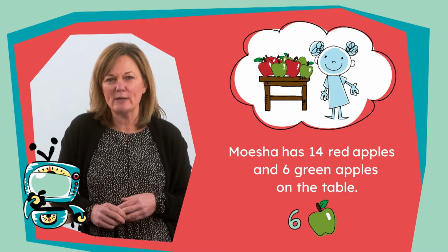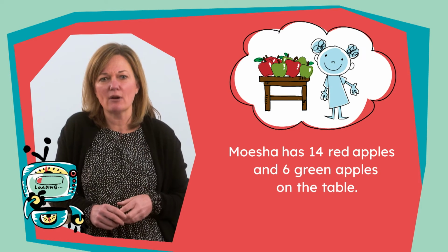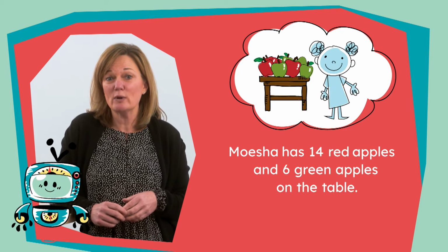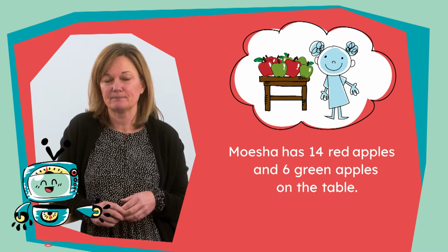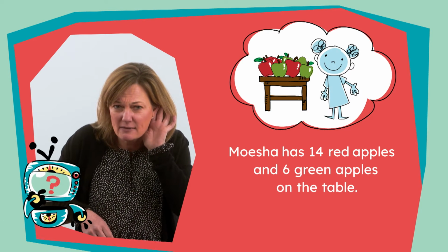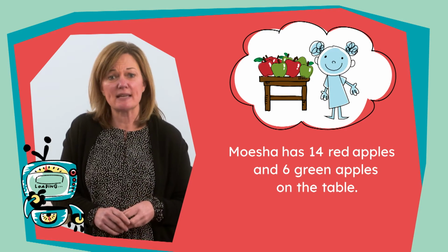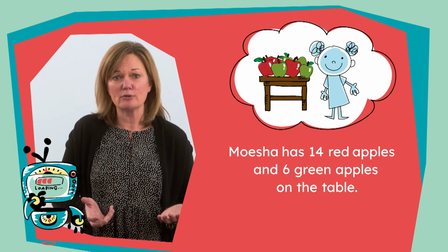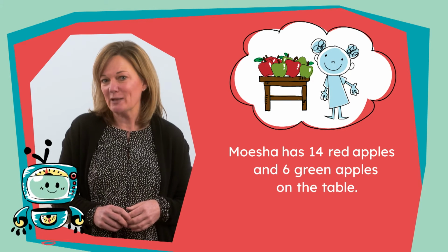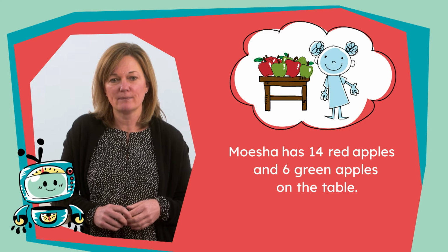What question could we ask about this math story? Let's think of a question about Moesha and her apples and share your question with a trusted adult or friend, and then whisper it to Mr. Splat and me. Okay, I'm listening. Let me listen in for the whispers. Oh, I hear a whisper that says we could ask how many more red apples than green apples does Moesha have? That's a great question. Splat says that we can ask how many apples does Moesha have on the table?